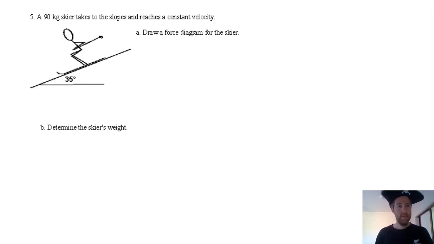Right, a skier is going down a slope and reaches a constant velocity. That's important. Draw a force diagram for the skier. So let's identify the system.